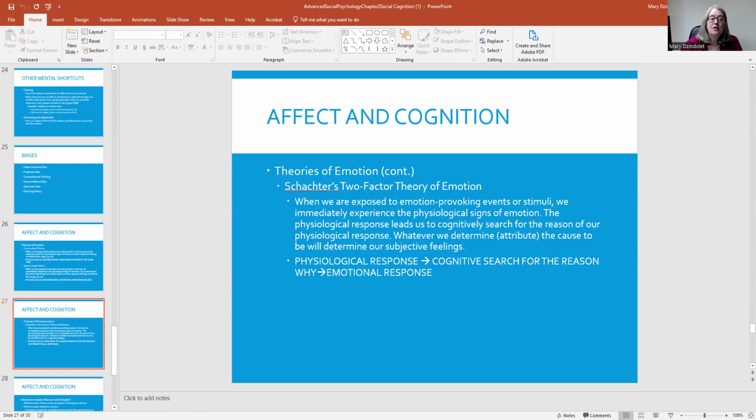And when Dutton and Aron went to explain their study, explain the results, they used Schachter's two-factor theory of emotion. What they believe is that those men who were on that scary rickety bridge that's swaying back and forth high above this deep gorge, where if you fall, you're going to die.